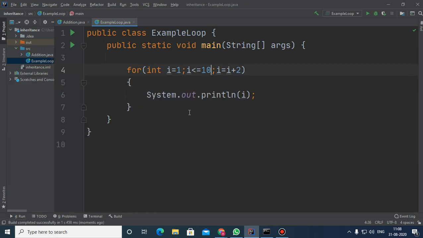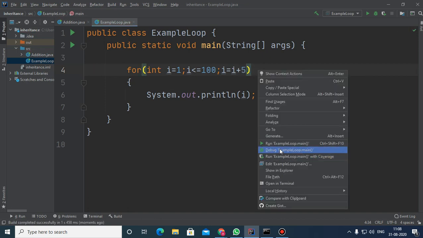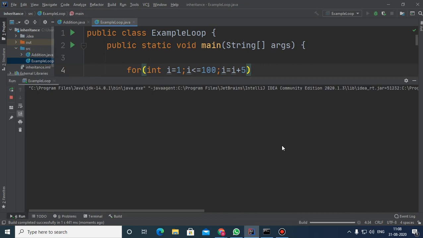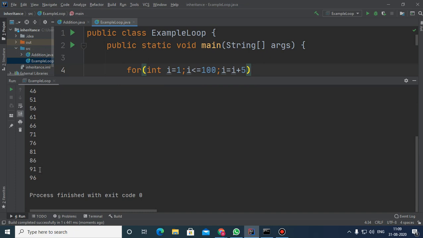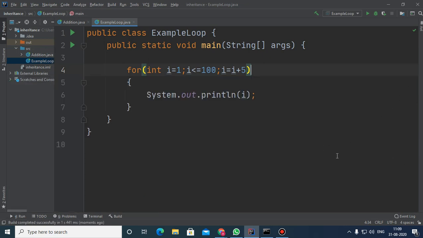Suppose here the values go up to 100, and you want step 5. So you need to write like this. You can see that every time step 5 is involved: 1 plus 5, 6 plus 5, 11 plus 5, that is, this is what.